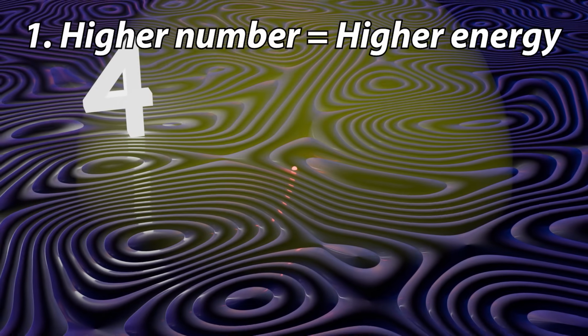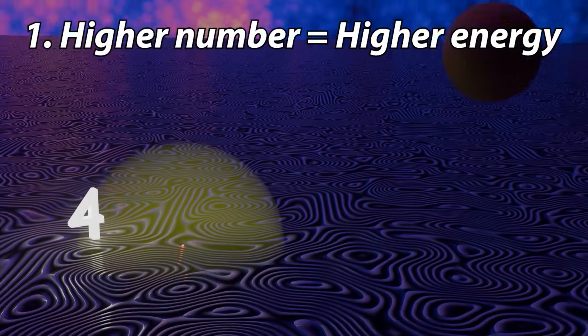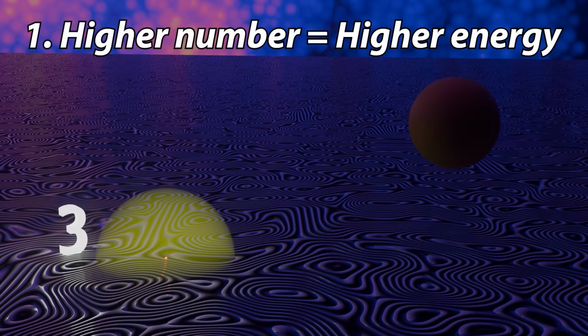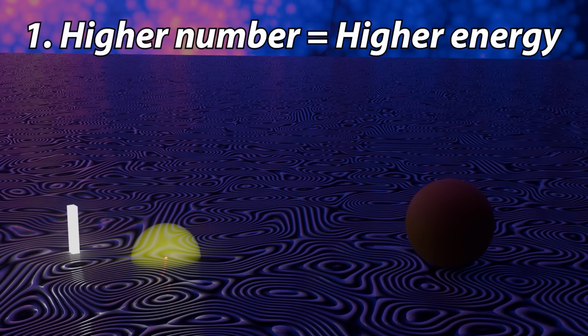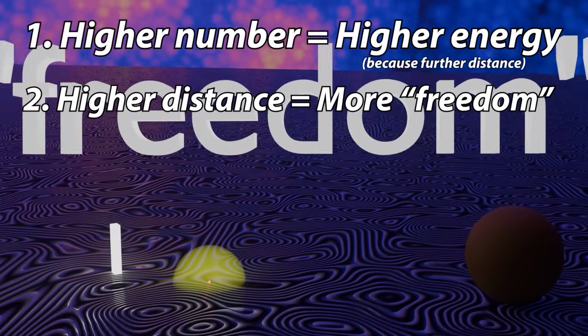Just like if you have a ball, you need some energy to move it further from the ground. You need some more energy to move it even further from the ground, and the same thing for our electron. So the higher the principal number, the higher the distance and energy on average. But there is a second thing, which is just as important, and that's the fact that the further the electron is, the more freedom it has.